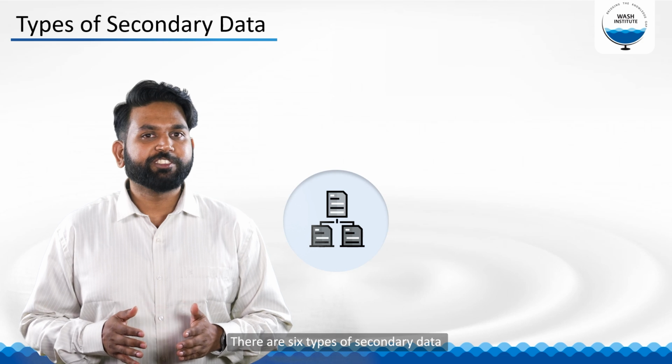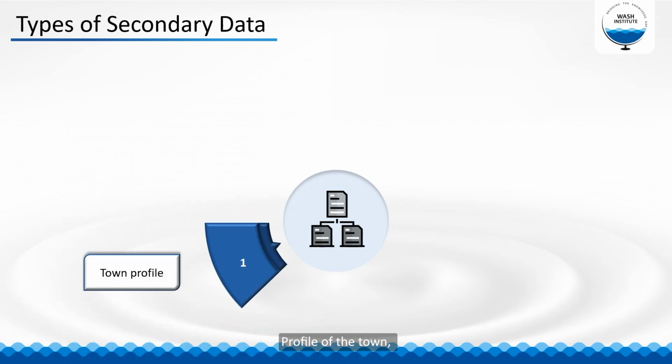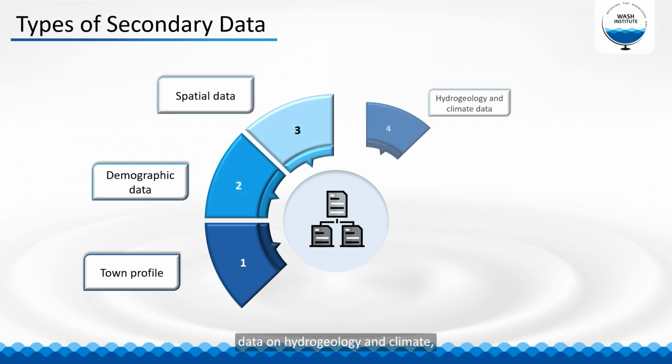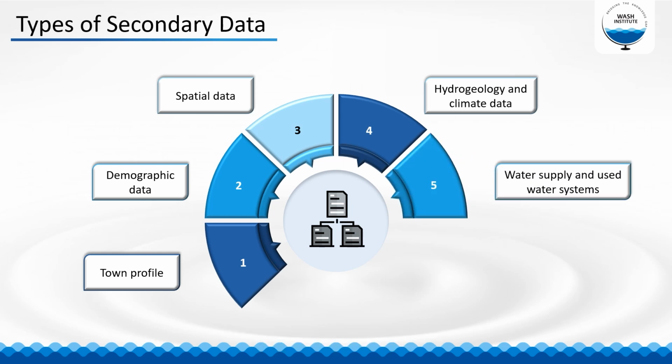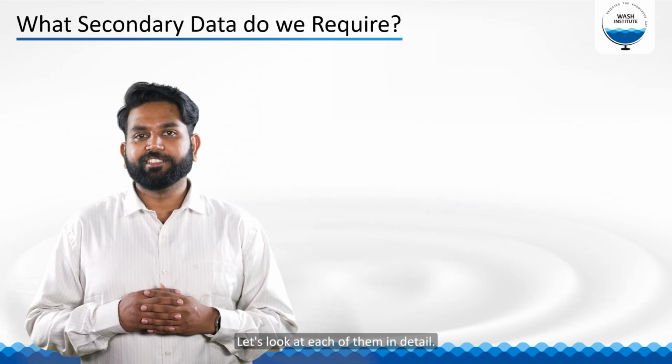There are 6 types of secondary data required for used water management planning: profile of the town, demographic details, spatial data, data on hydrogeology and climate, water supply and used water systems, and existing infrastructure on water and sanitation. Let's look at each of them in detail.